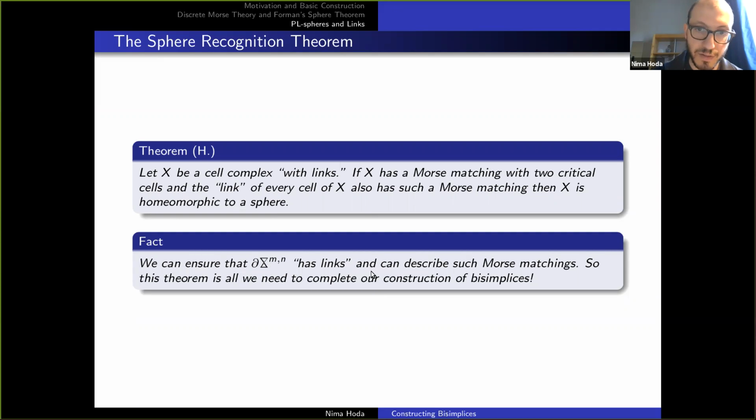Yeah, and it turns out that we can apply this theorem in the case of bisimplices, because in our inductive step we can show that boundaries of bisimplices do have links, and we'll talk a bit more about that. So this is all we need to complete our construction. So we're going to spend the rest of the talk talking more about links, and then giving a proof of this theorem.